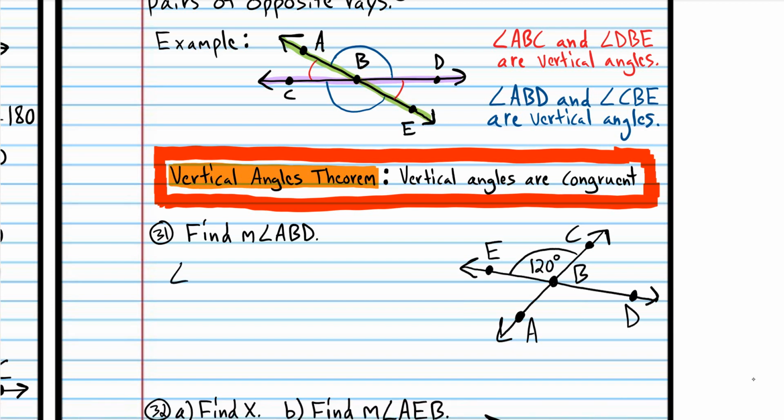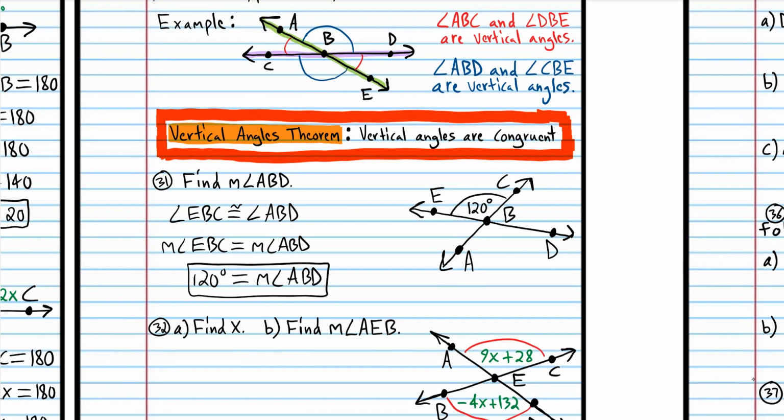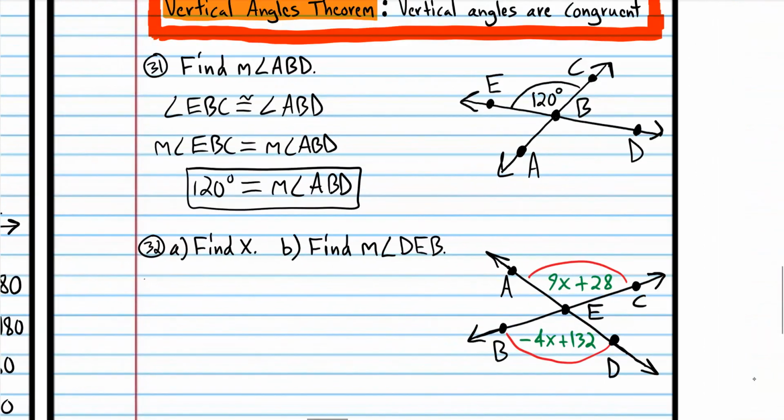So angle EBC is congruent to angle ABD. And how do we know that? The vertical angles theorem. That means that their measures are equal. But if their measures are equal, and we know that the measure of angle EBC is 120, we know that from the picture, then we have our answer. Now again, I know that's a lot to write. We probably could have just figured that out by looking at the picture, but we're showing our work.